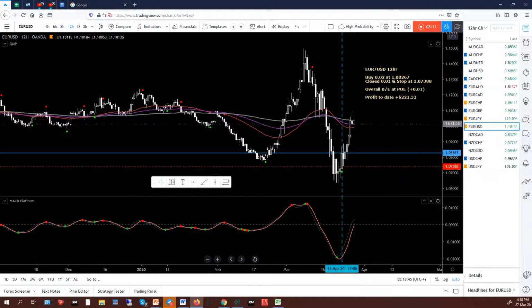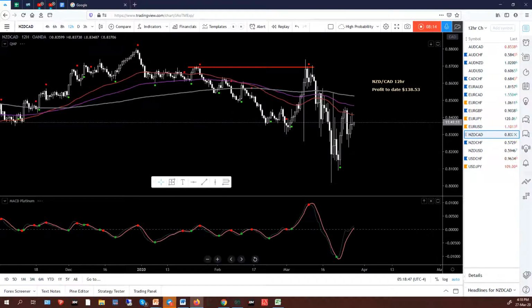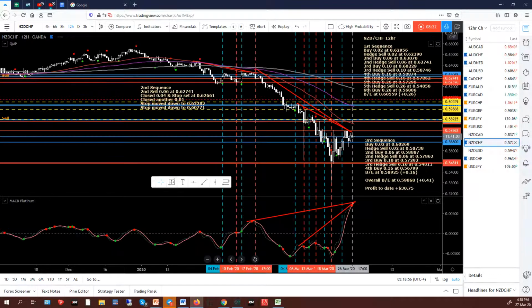So that's the Euro USD. New Zealand CAD, in no trades, nothing happening. This has been a dog's breakfast, this pair. A lot of the New Zealand pairs have been the last couple of weeks. New Zealand Swiss, you'll see a dog's breakfast at its best.